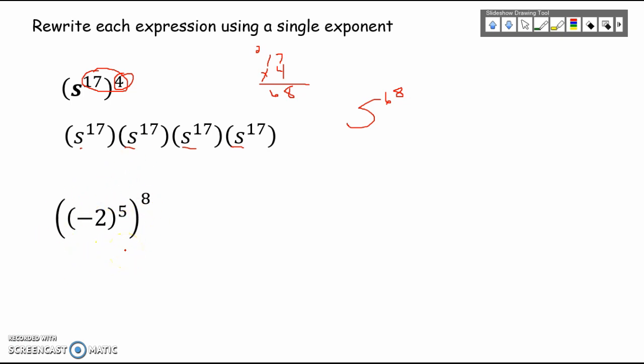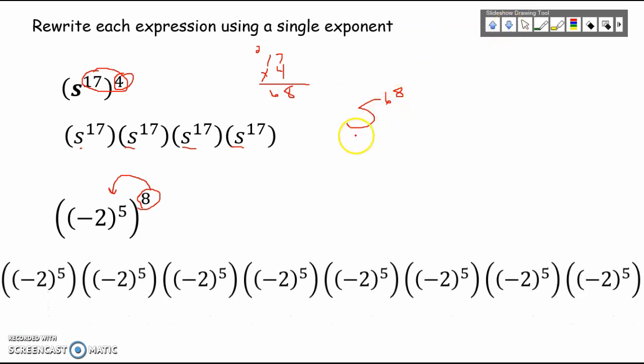Remember, we could take this outside exponent and write it out in expanded form, which means we write out -2, all of that raised to the 5th power. We could write it out multiplying it by itself 8 times. And if we did, it would look like this. I don't want to do all that writing. Beyond that, I would then have to add 5 plus 5 plus 5 plus 5 plus 5 plus 5 plus 5 plus 5. And that is way too much work.